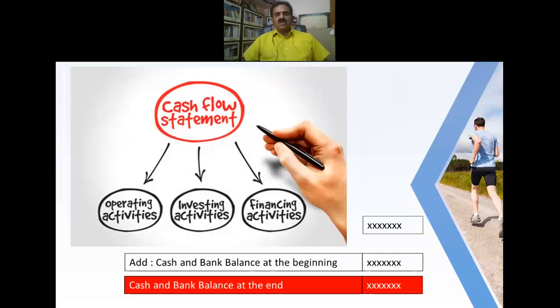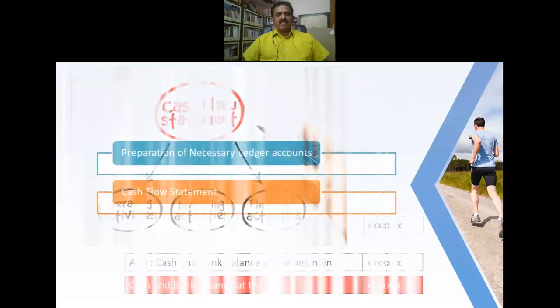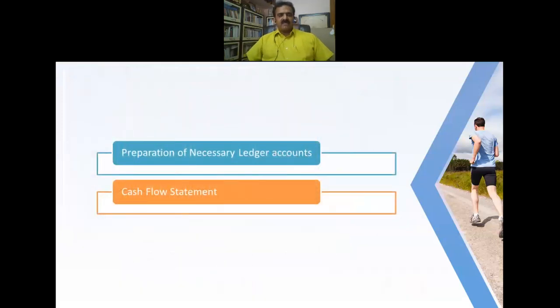Let us solve one problem. Practically, you will be able to understand how to prepare a cash flow statement. Basically, there are two steps. You need to prepare the relevant or necessary ledger accounts as far as any adjustments are given, and finally only one statement, that is called the cash flow statement as per Accounting Standard 3 in indirect method.